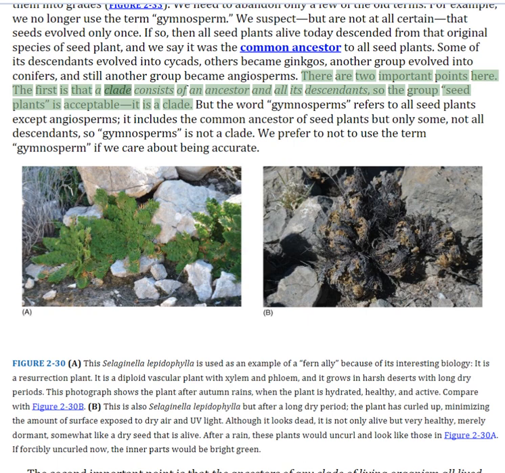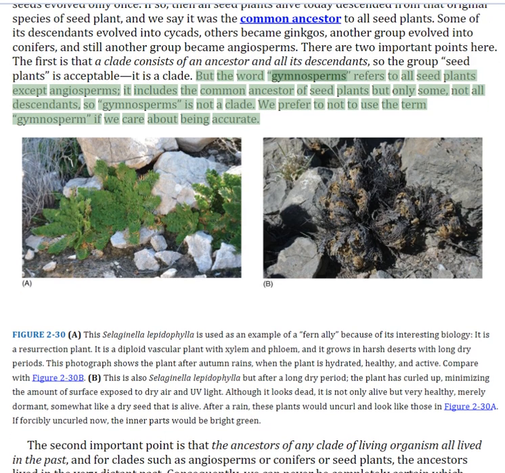The first is that a clade consists of an ancestor and all its descendants, so the group seed plants is acceptable, it is a clade. But the word gymnosperms refers to all seed plants except angiosperms. It includes the common ancestor of seed plants but only some, not all descendants, so gymnosperms is not a clade. We prefer not to use the term gymnosperm if we care about being accurate.